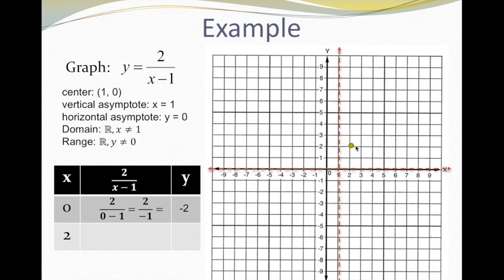So now I can draw my branches for this side. My branch is going to approach my vertical asymptote and my horizontal asymptote, but never cross. Okay, now let's input 2. So 2 over 2 minus 1, which is 2 over 1, which is 2.